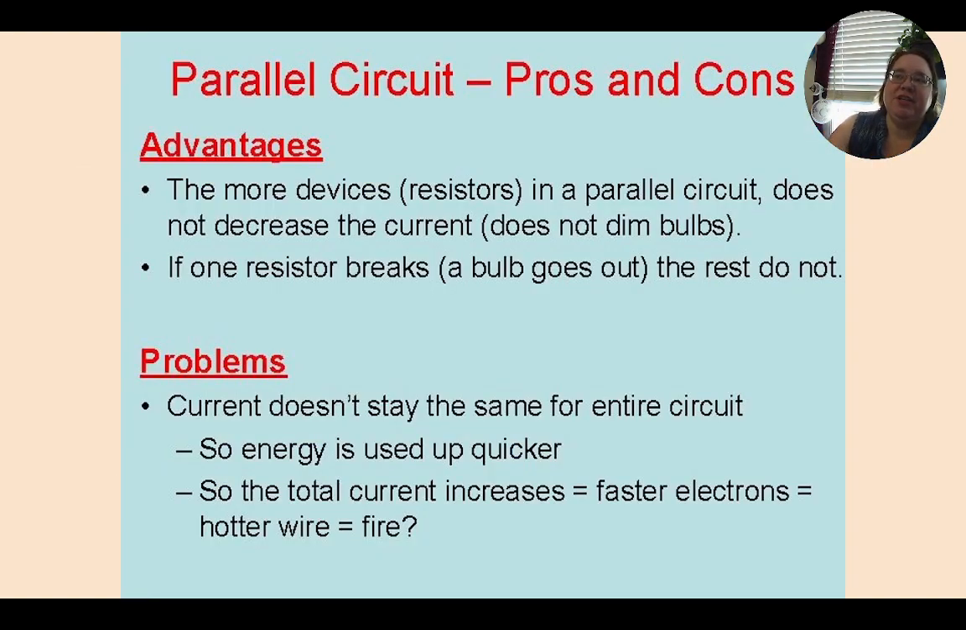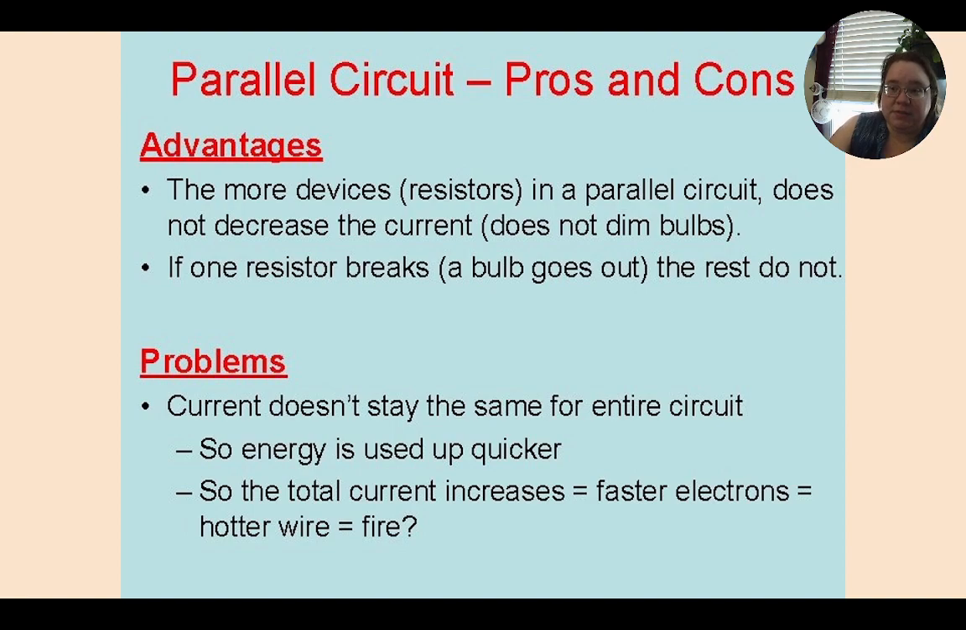Now, what are some advantages to parallel circuits? Well, some advantages are that you can have more devices in the circuit. You're actually able to operate and run more things off of that one loop or loops of wire. Also, it does not decrease the current. The bulbs don't get dimmer. If one of the resistors breaks, the others don't go out.